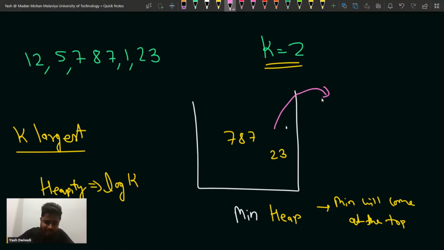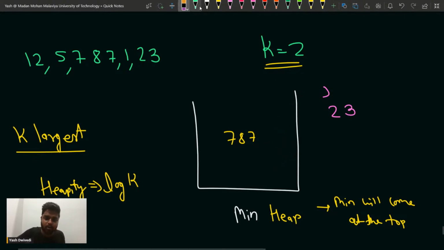Okay, so which element will be taken out first? 23 will be taken out first. Please write 23 in the chat, guys. Which element will be taken out at the very first? 23 will be taken out, because 23 is the minimum out of this, right? Then after 23 is taken out, you will get 787. Okay, so after that 787 will be taken out.